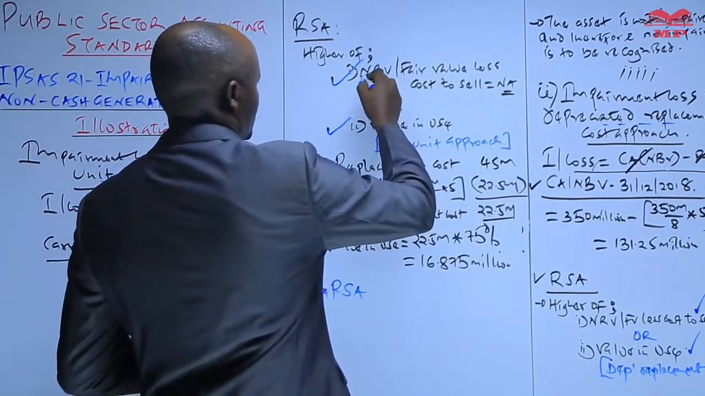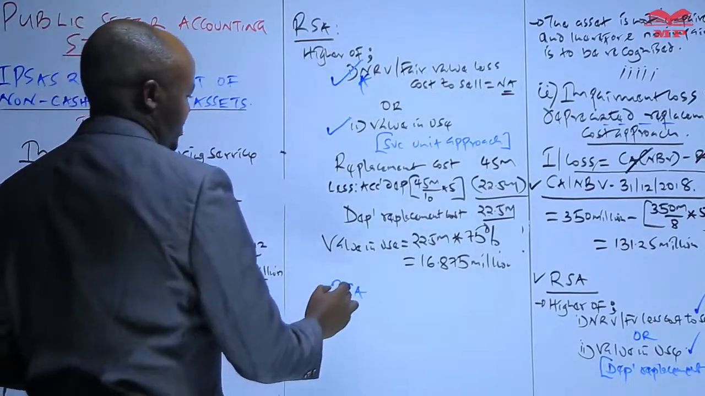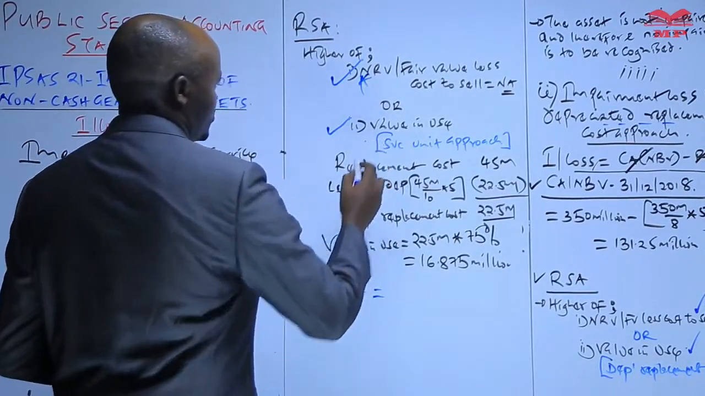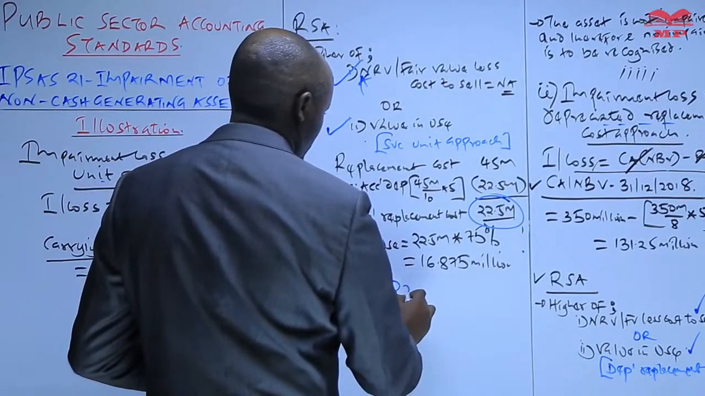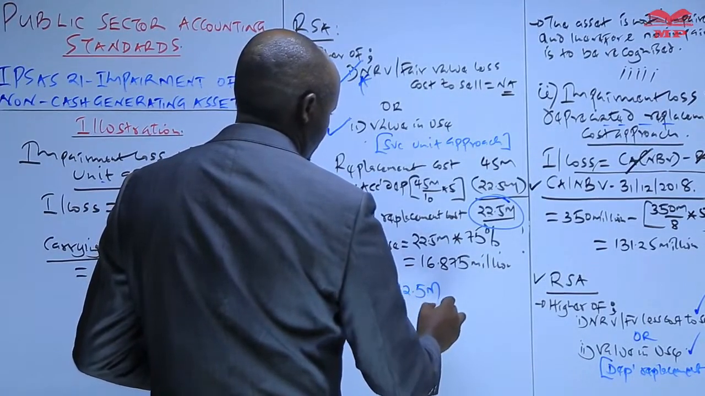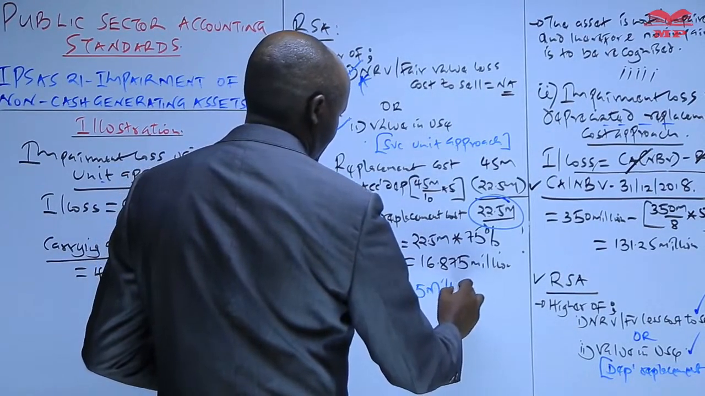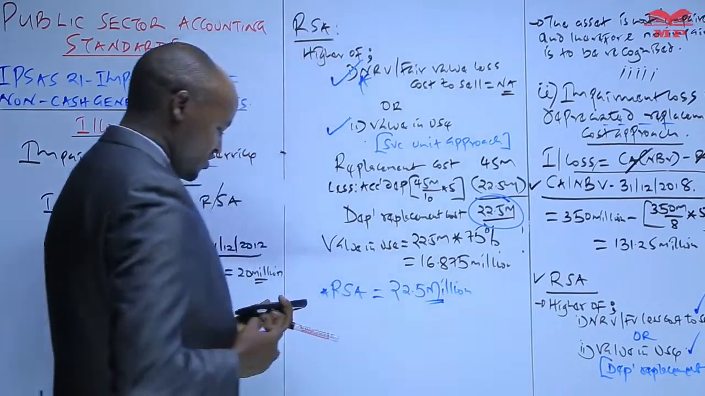So remember, in our case, we don't have this. So automatically the recoverable service amount will be equal to value in use. The value in use is this one, which is 22.5 million.